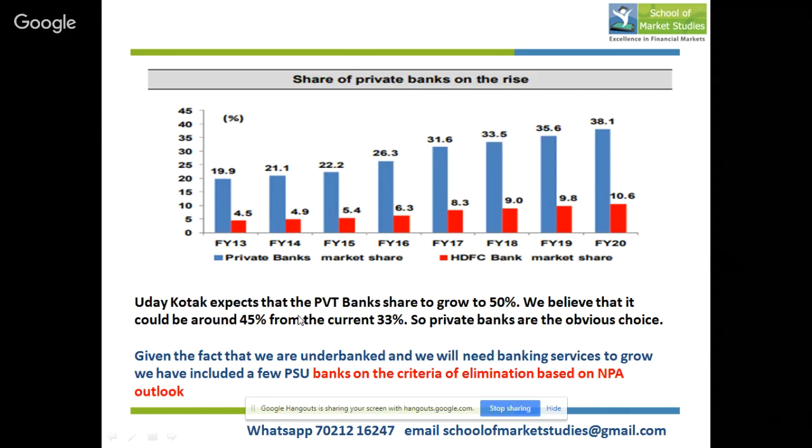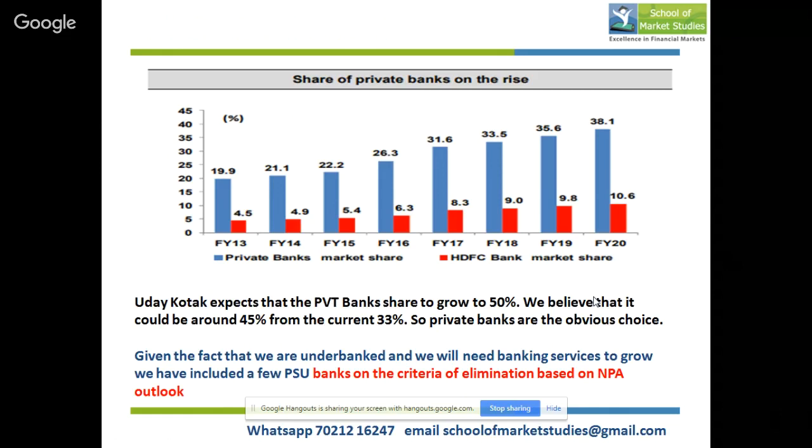As per Uday Kotak, the private sector bank share is expected to go to 50% by 22. But we believe that it could be around 45% from the current 33%. So obviously, private banks, because of growing market share, should be your go-to stocks. However, given the fact that we are underbanked and we will need banking services to grow, we have included a few PSU banks based on the criteria elimination, which we have taken from the NPA outlook.